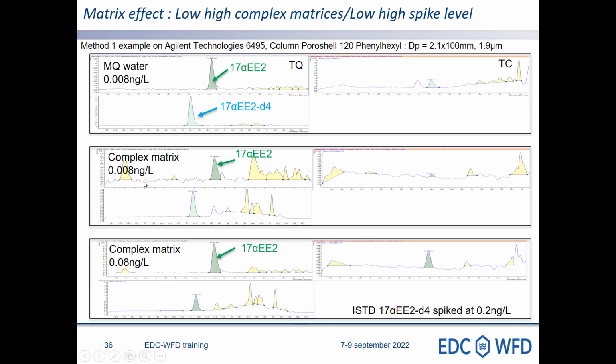Here you have the same condition, but in the complex matrix. Here you have the new EQS level, and here you have a level which is, I would say, more comfortable for this approach. And you see here that without this internal standard, it would really be difficult to have such a robust approach. Internal standards are really key.